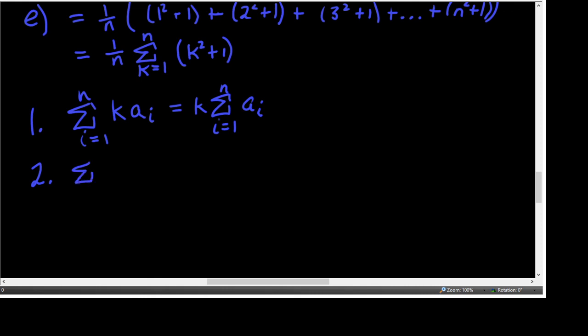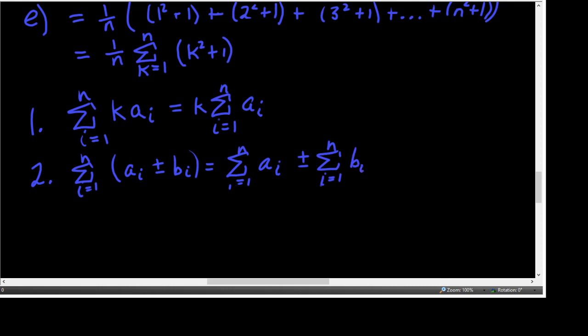The next property is sigma from i equals 1 to n of the sum of two formulas, or the difference of two formulas. It turns out to be the sum of the first formula plus or minus the sum of the second formula. Notice that when you do that, you have to keep your index and lower and upper bounds the same.